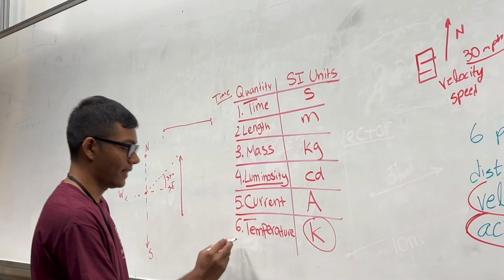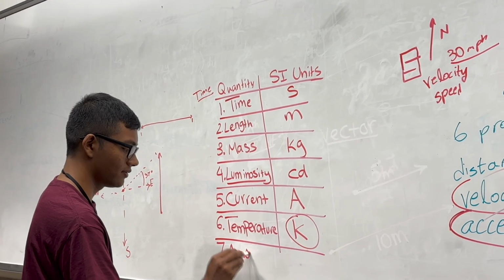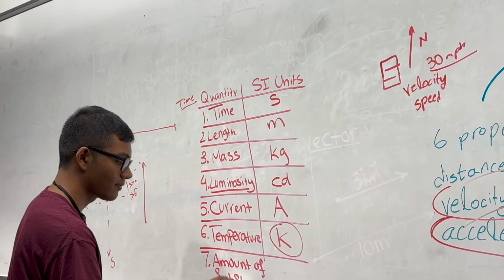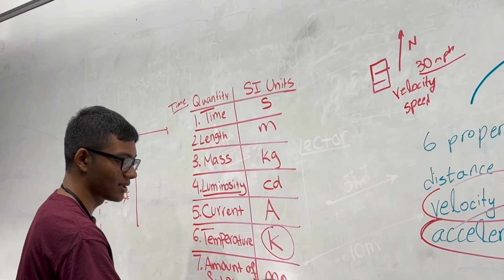Number 7, mole, amount of substance. Okay, amount. That's more or less like chemistry, but hey, these are fundamental quantities in the universe. And the amount of substance is expressed in moles.